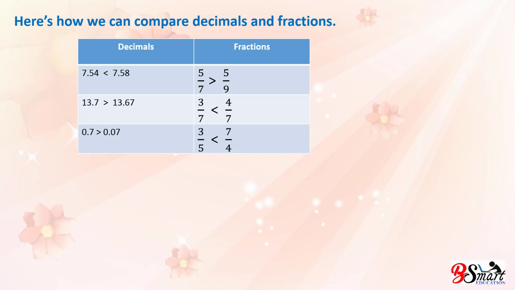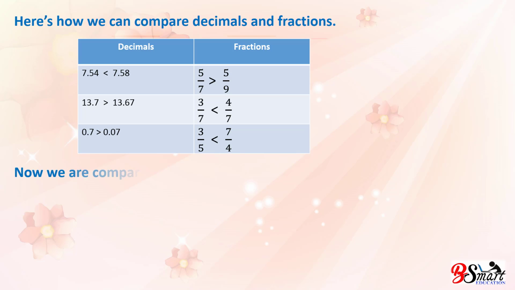Now, how can we compare fractions? First one, 5 by 7 and 5 by 9. Here 5 by 7 is greater than 5 by 9. Second, 3 by 7 is less than 4 by 7, and 3 by 5 is less than 7 by 4.